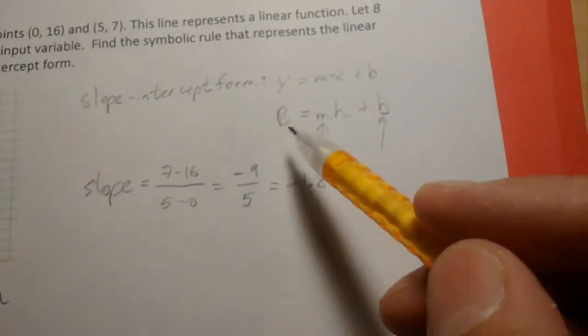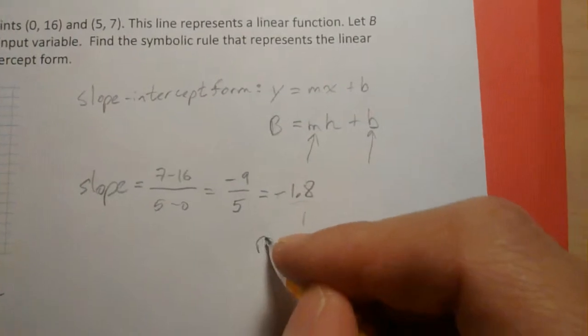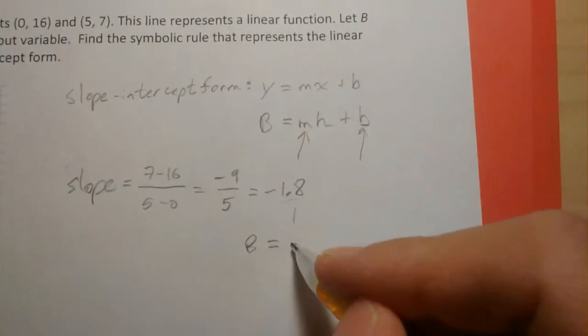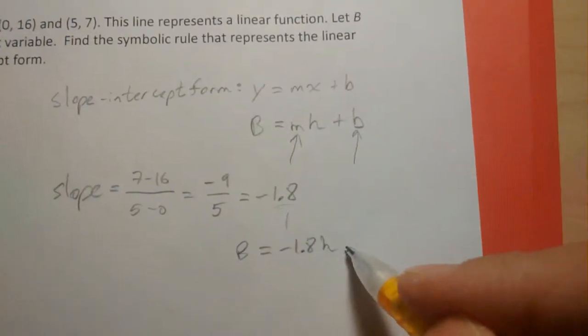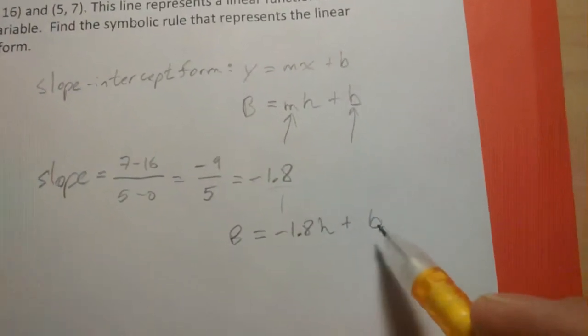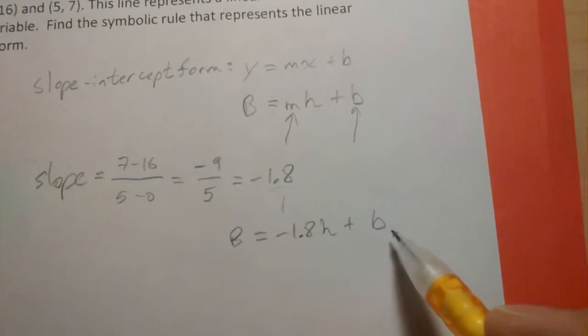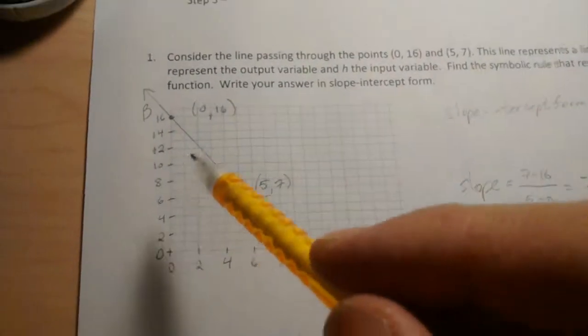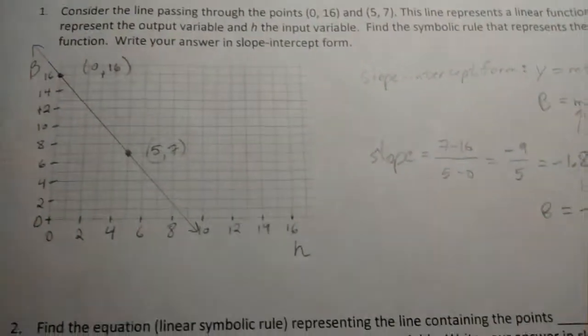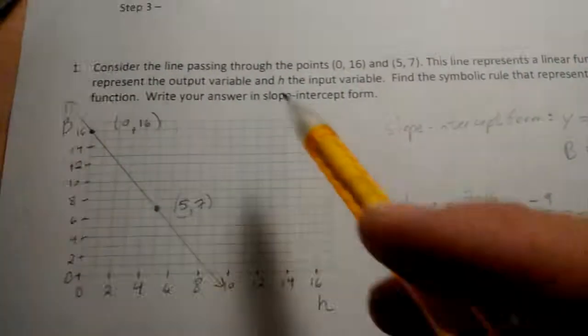So that's what that means if you think of that as over 1. All right, so let me write in what we have here in our symbolic rule shell. The slope now being negative 1.8 times the input variable, and then plus whatever the vertical intercept is. So now the question is, what's the vertical intercept of our graph? And we can call it done. Whatever it is, we'll plug it in there.